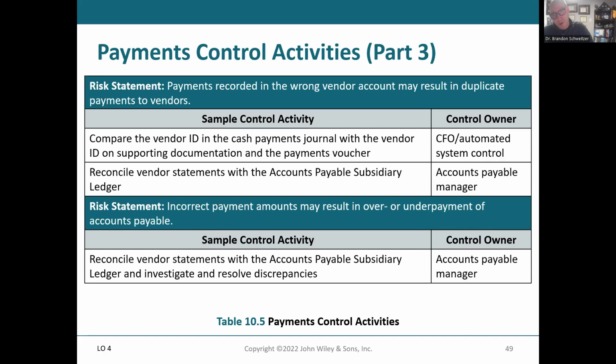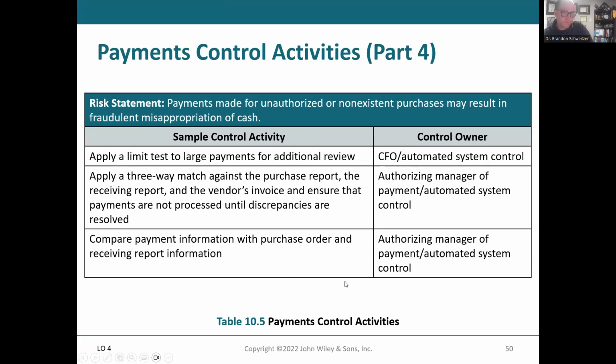Incorrect payment amounts may result in over or underpayment. Make sure that your invoice amount is what you're paying, or if you're doing a split payment method or whatever the case is, make sure that your balances are updated accordingly in your accounts payable system.